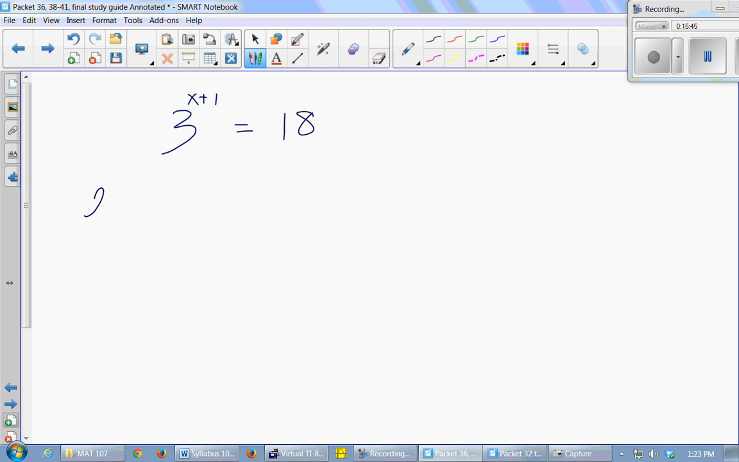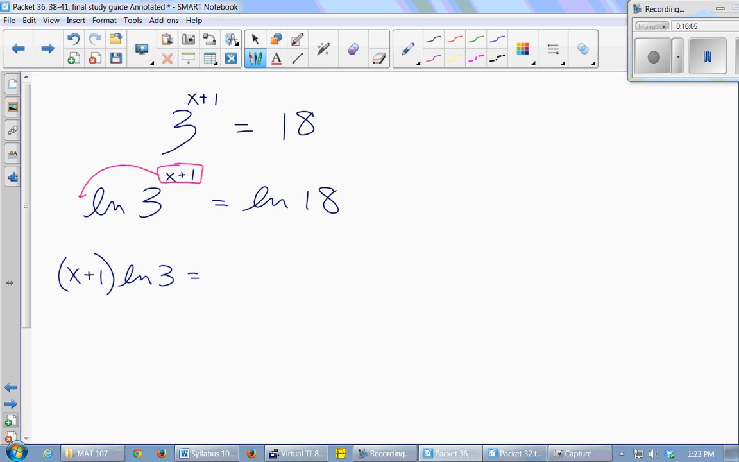I use the ln. So I'm going to have the ln of 3 to the x plus 1 equals the ln of 18. And the whole point of doing that is that I can now apply this property of logarithms that lets me take this exponent and bring it down in front of the log. So I'm going to have x plus 1 times the ln of 3 equals the ln of 18.